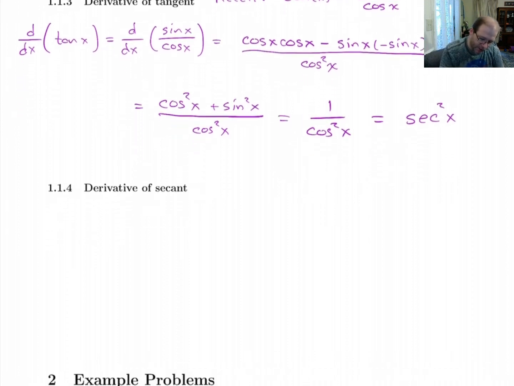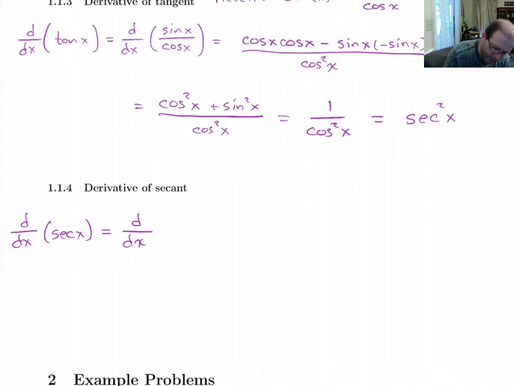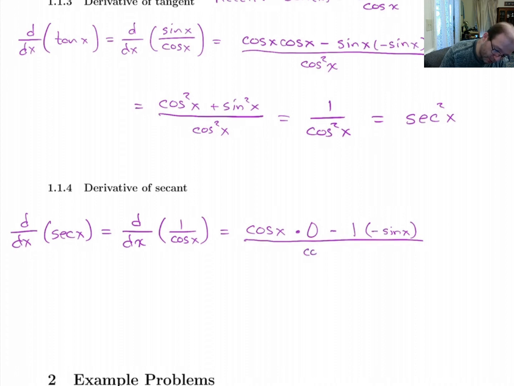Now we can do the same thing with the derivative of secant. If we want to take the derivative of secant x, we can rewrite this. Remember, secant is the reciprocal of cosine. And we've got two options for how we can do this. We could use the quotient rule on it. Let's do that. We get low d high, which derivative of 1 is 0, minus high d low, derivative of cosine is negative sine, over low squared.